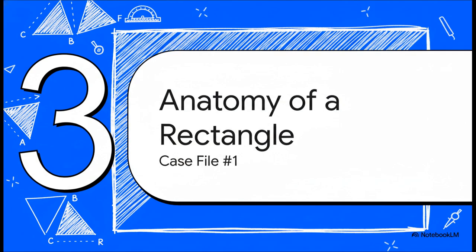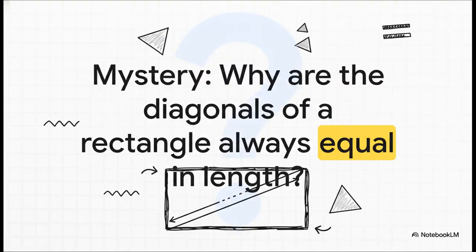All right, we've got our tools, we've got our rules. Let's start our investigation. And first up on the slab is the everyday common rectangle. So here's our first mystery to solve. We all just sort of know that if you draw 2 diagonal lines, corner to corner, inside a rectangle, those 2 lines will be the exact same length.